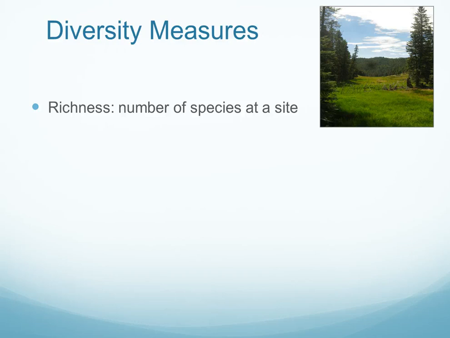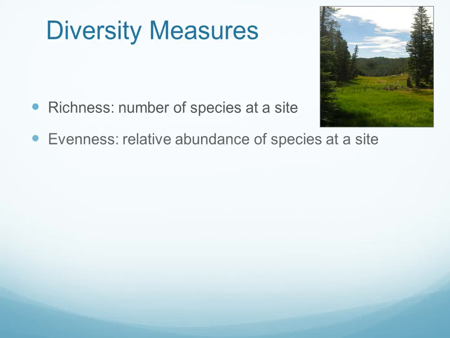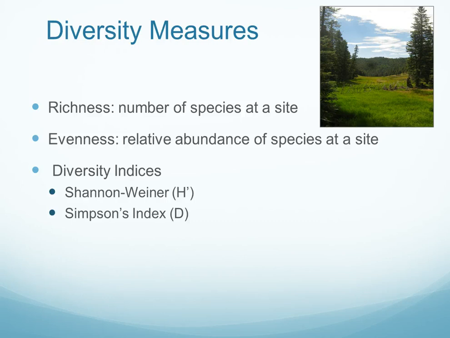Now, there are a number of ways of measuring diversity, and we like to use diversity measures that provide us with a single number so that we can assign a number to a site that describes its diversity. The first measure is richness, which is simply the number of species at a site. The next important aspect of diversity is evenness, or the relative abundance of species at a site. We're also going to look at diversity indices, specifically the Shannon-Weiner index, as well as Simpson's index of diversity. But first, let's look at richness and evenness and their relative contributions to this concept of diversity.